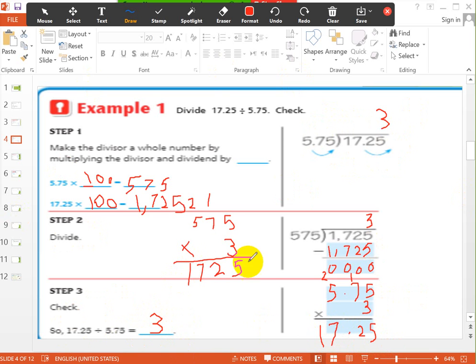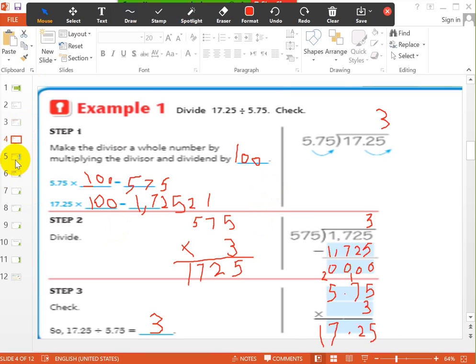Okay? You finish this page, girls. If you finish, please type 1 in the chat box. Okay, thank you. Now we will move to example 2.